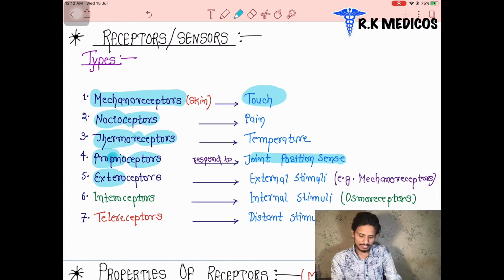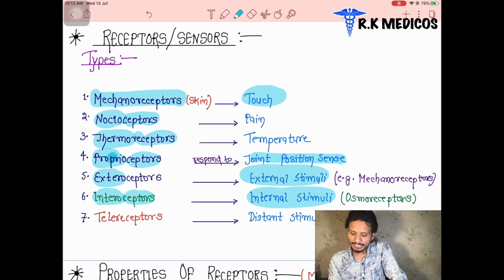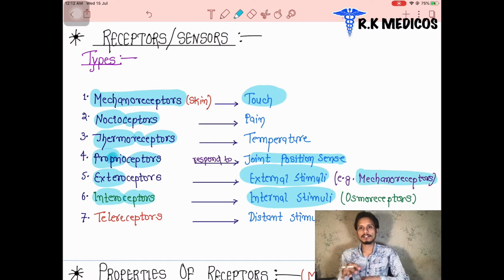These receptors are called enteroreceptors. They are responsible for the internal stimuli, and the exteroreceptors are responsible for the external stimuli, which is basically mechanoreceptors. How? The external receptors are located outside our body. And what are the receptors we discussed now? They are present outside the body. That is the mechanoreceptor. That is touch.